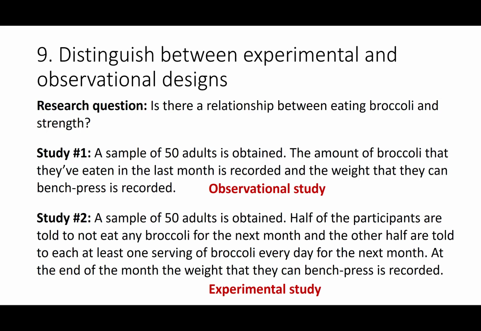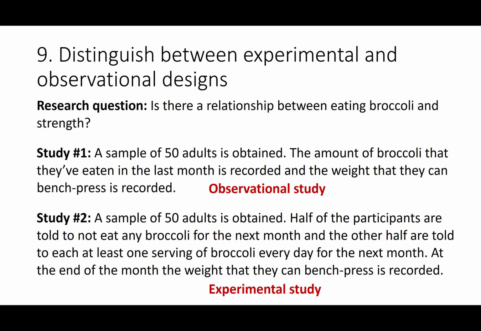Experimental studies are typically preferred over observational studies because they allow for more control. A common problem with observational studies is that there may be other variables influencing the results that the researchers did not take into account, which are known as confounding variables, and they're the focus of our next learning objective.